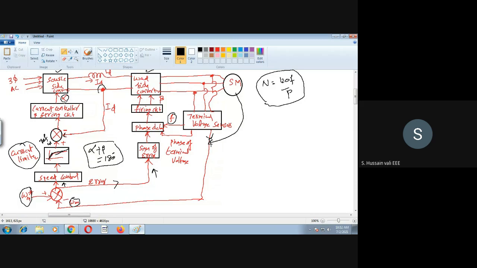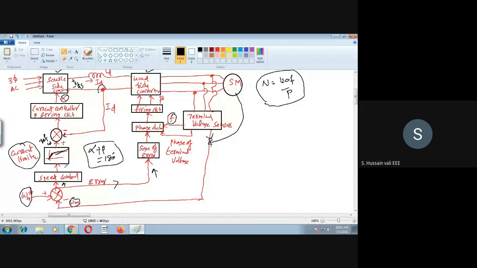In other words, what you are controlling here is the voltage, Vds. How do you control the voltage here? With the help of alpha. How will you get alpha? You will get alpha based upon the current signal here and the reference current. How are you getting the reference current? You are getting the reference current from the speed signal.